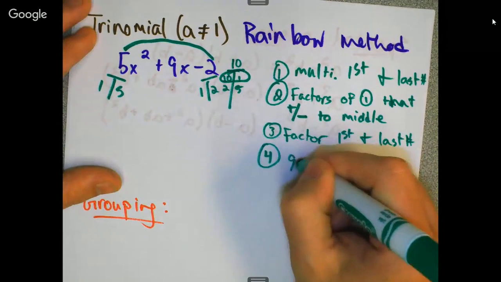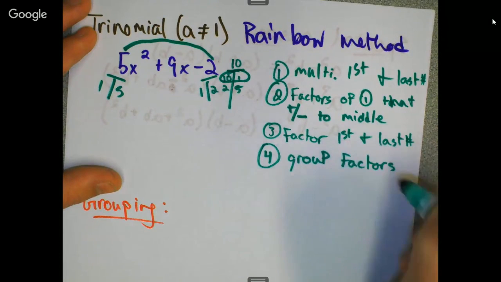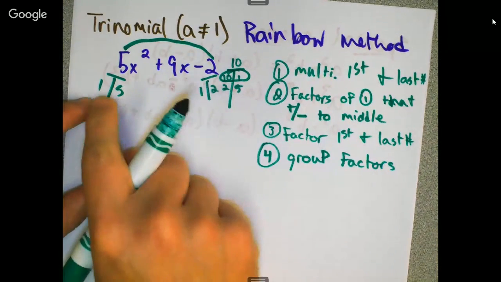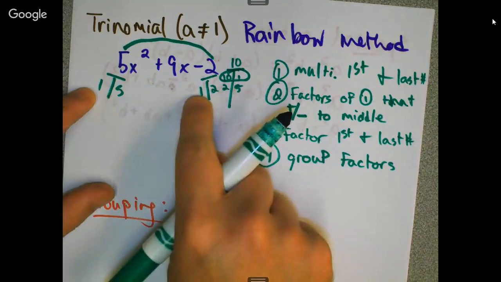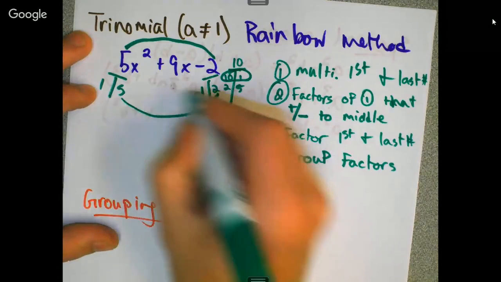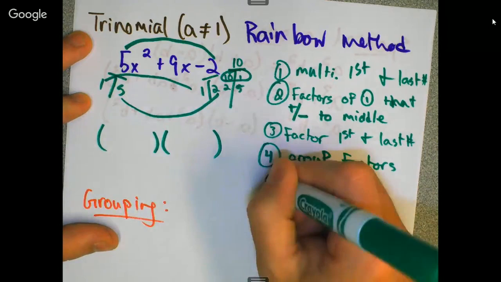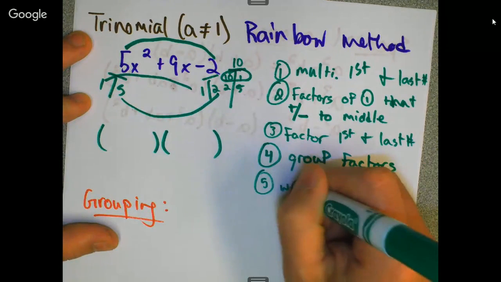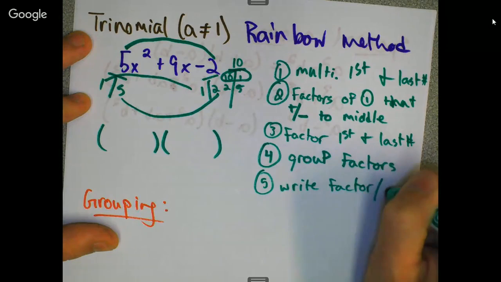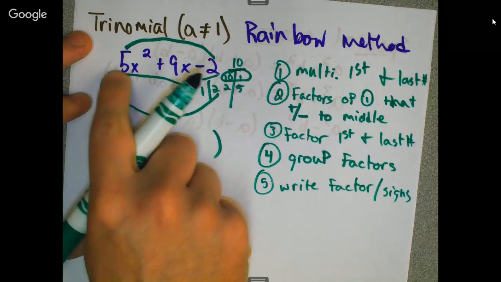Step 4, you will group factors. Okay, so I need a 10 and a 1. So that means I got to take this 1 times this 1 and this 5 times this 2. So that's my grouping. Okay, so I will put it in parentheses. Since a 5 will be right, factors and signs.